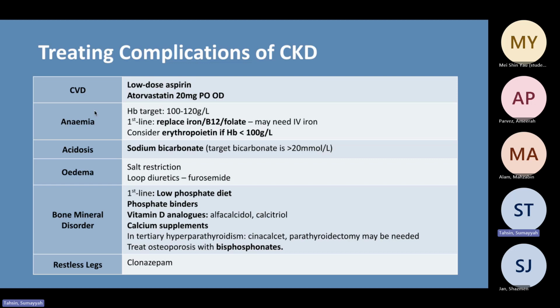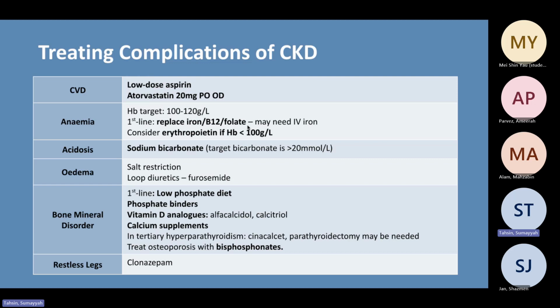As we said, the kidney is involved in synthesizing EPO, which produces new red blood cells. If the kidney can't do this, then a patient might become anemic. So the hemoglobin target in a patient with CKD would be between 100 and 120 grams per liter. If it is less than this, we might need to replace their iron. Now, depending on how bad their anemia is, we might also need to use IV iron. If their hemoglobin falls below 100, we'd also need to give them EPO, erythropoietin.